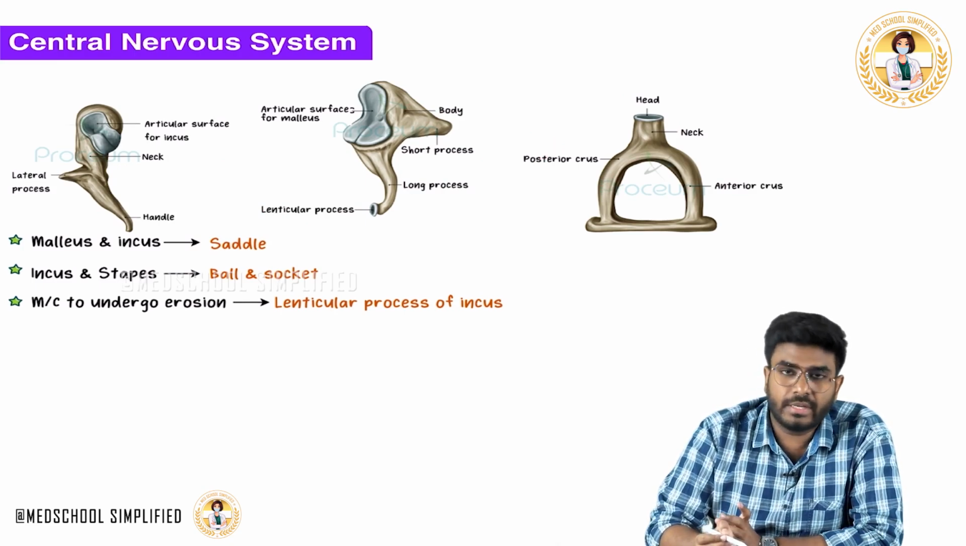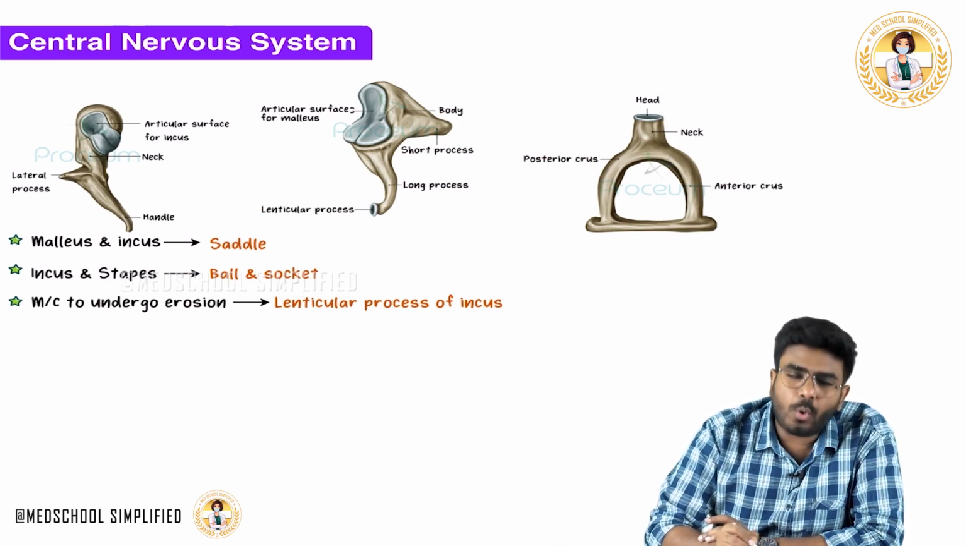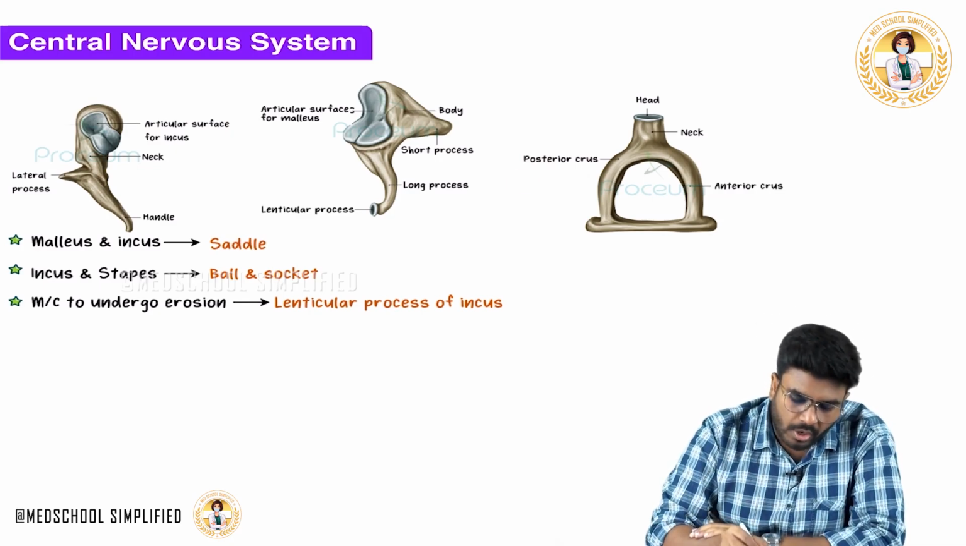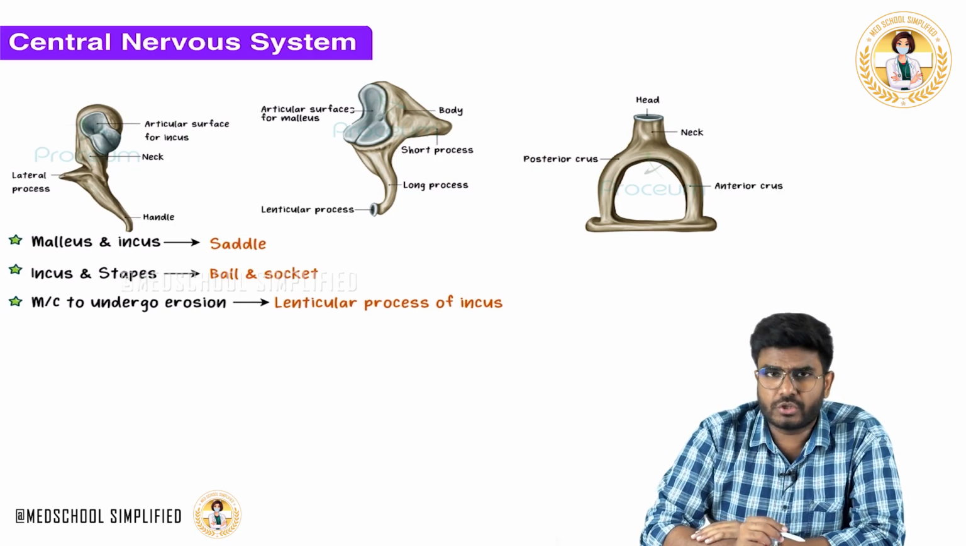Now this is really good. It works out well. So it is a ball and socket. Their relationship is like a ball and socket, fitting together. So it's a ball and socket type of synovial joint.